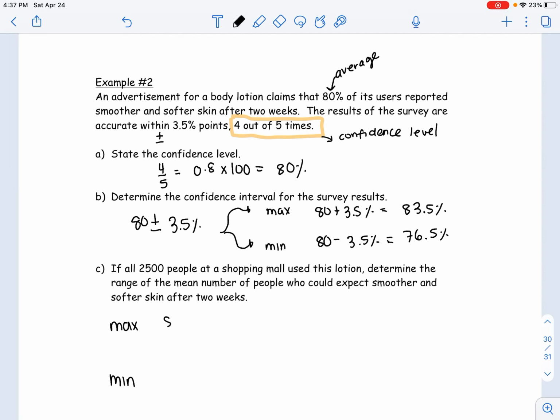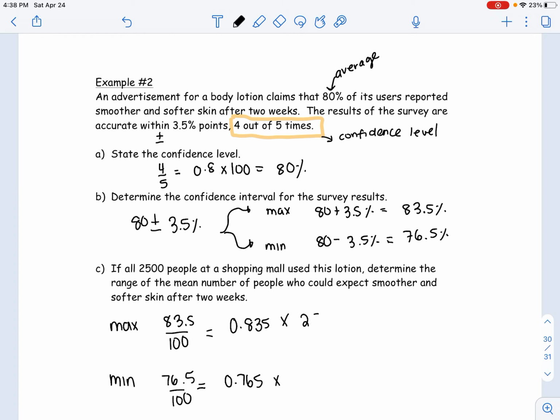Max versus min. Our max number, just like in the previous example, we have to divide it by 100. Same thing for min. We need to change them both to decimal forms first in order to be able to use them. So this one's 0.835 and 0.765 when you divide them by 100.